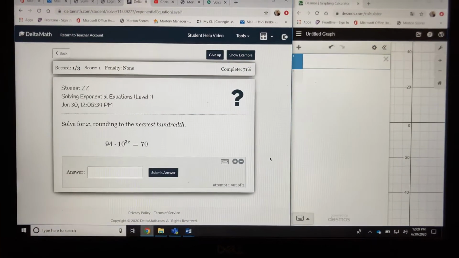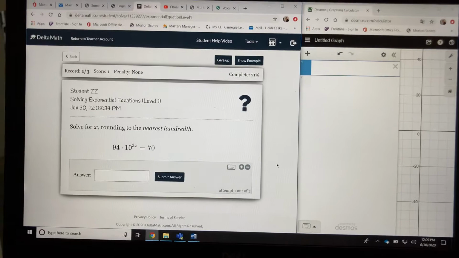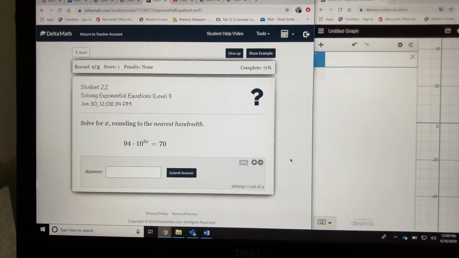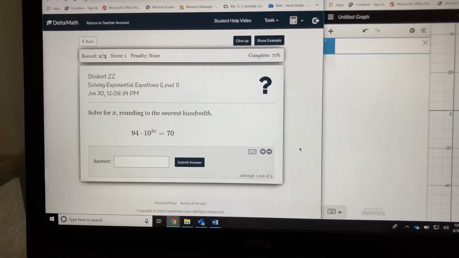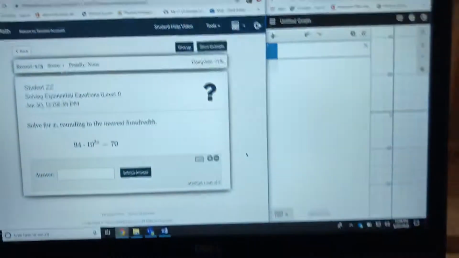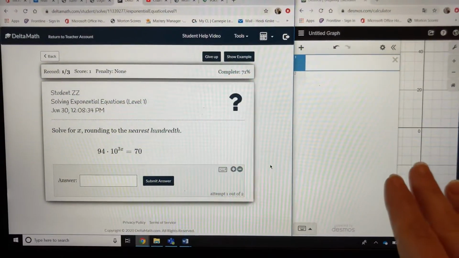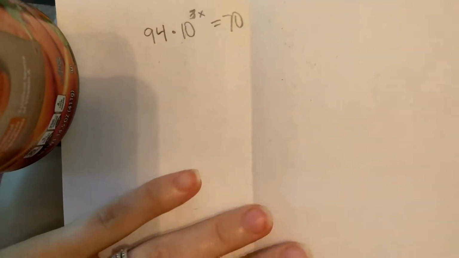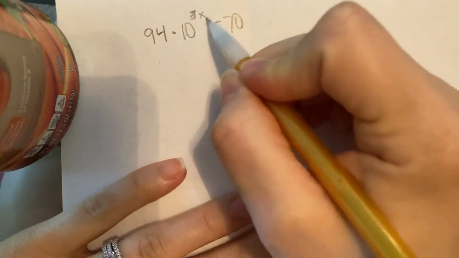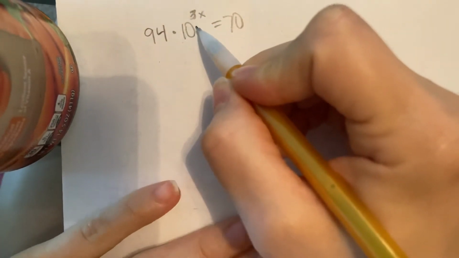Solving exponential equations level 1. So this one is going to ask you to solve for x, rounding to the nearest hundredth. Again, we're going to want to use our Desmos calculator for this since we're going to have to type in a log. But before we can type anything in, we need to do some adjustment.